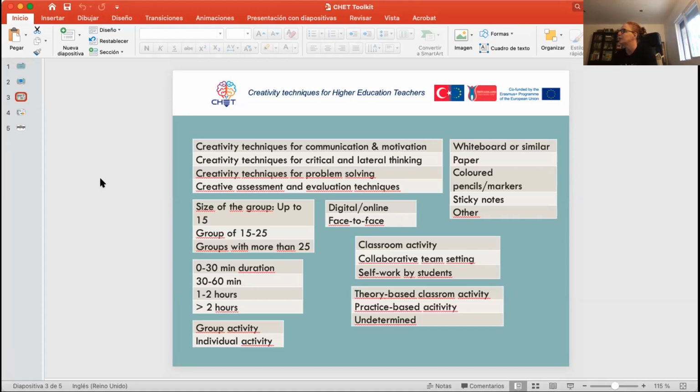Of course, as you can see it, you say, okay, whiteboards or sticky notes, we can't do that online. Well, yes, you can, because nowadays there are loads of applications that allow you to do these kinds of creativity exercises also online. So when it says sticky notes and whiteboard or similar, it can also apply to those activities and techniques which we have online.